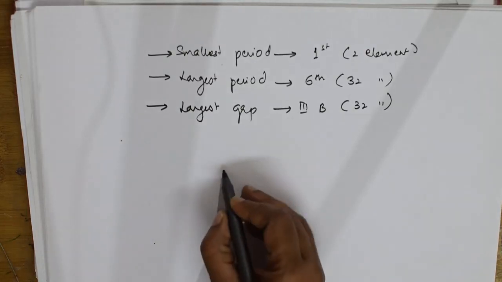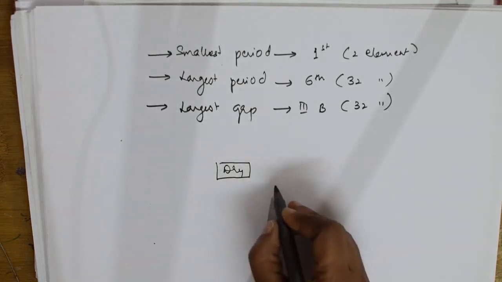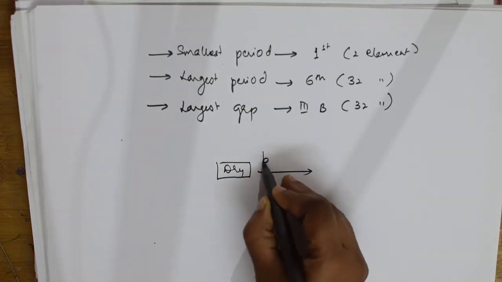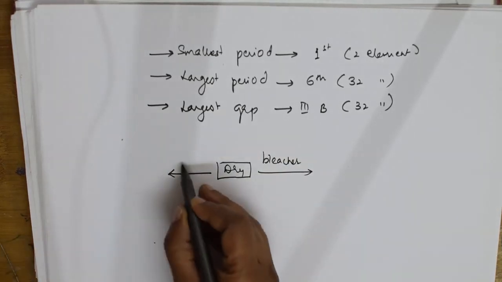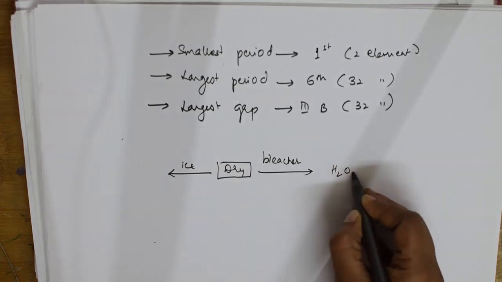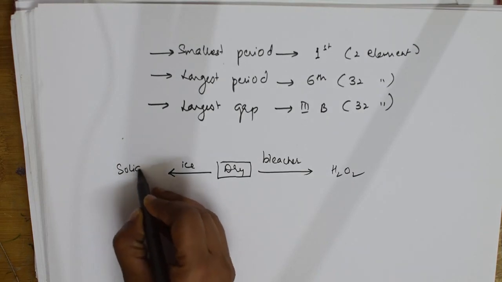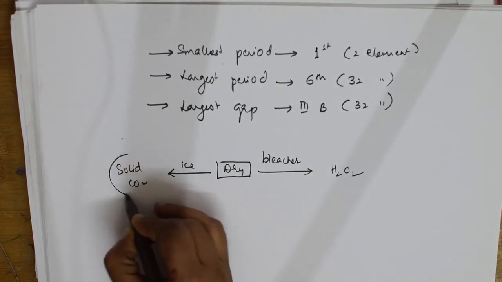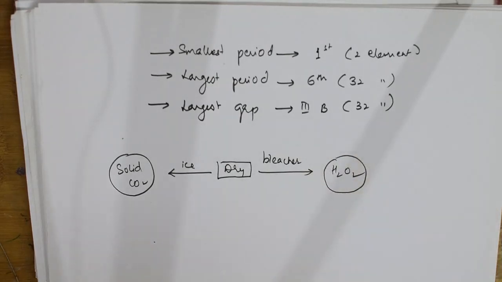What is one more concept? Suppose they ask you what is dry bleacher, means bleaching agent basically. If they ask you what is dry ice? So dry bleacher is nothing but hydrogen peroxide. Dry ice is nothing but solid carbon dioxide. This is done. Right. So dry bleacher is hydrogen peroxide and dry ice is solid carbon dioxide.